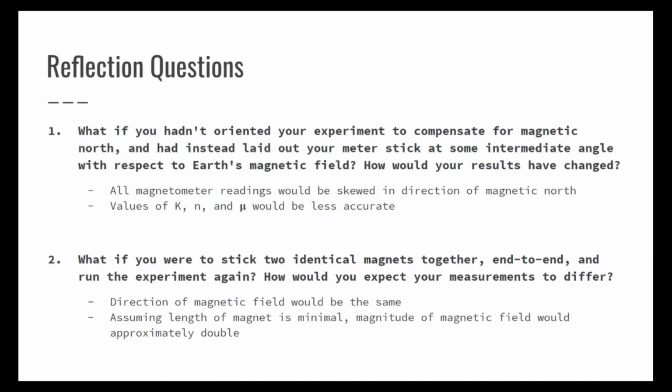Now, what if you were to stick two identical magnets together end to end and run the experiment again? How do you expect your measurements to differ? Now, we assume the direction of the magnetic field would be the same. Additionally, we would assume the length of the magnet would have minimal change, and therefore the magnitude of the magnetic field would be approximately doubled.